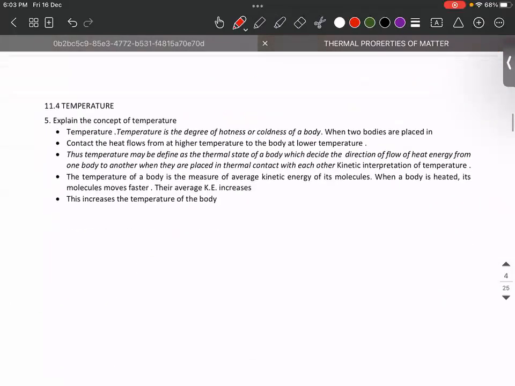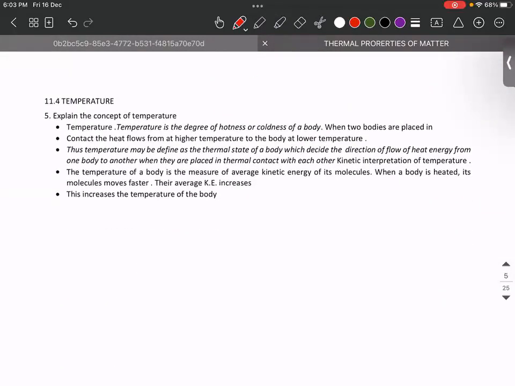Now, we saw what is heat, what is the unit of heat, then what is the Joule's mechanical equivalent of heat. Now we will concentrate on the term called temperature. So basically, what is temperature? Temperature is the degree of hotness or coldness of an object, right? Suppose we have two objects which are placed in contact. Where will the heat flow from? Obviously, from a higher temperature object to a lower temperature object.